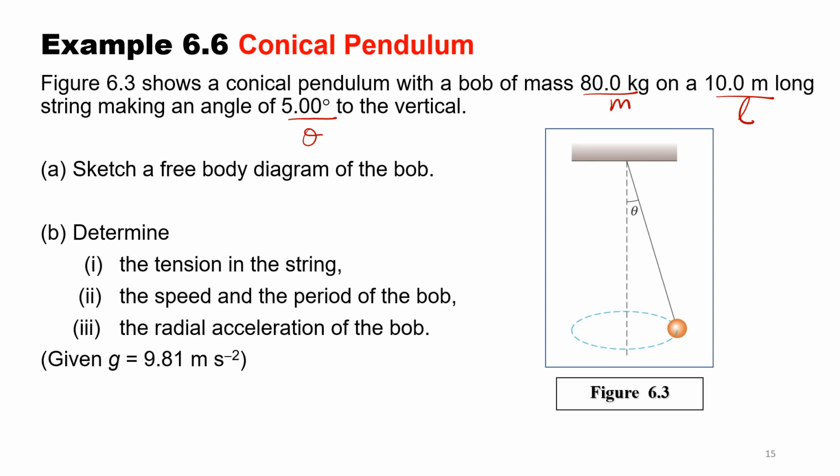Alright, so the first question asks to sketch a free body diagram of the bob, and next question B, to determine the tension in the string, so that is F, and then B2, the speed and period of the bob, so speed is V, and period of the bob is T, and the last one is radial acceleration, which is AR.